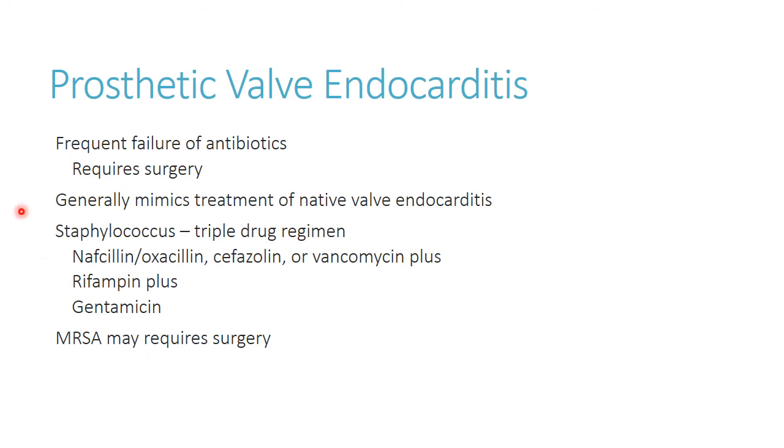Okay, so the other side of this is that patients with prosthetic valves tend to be more likely to get endocarditis as well. Oftentimes, you're going to find failure of the antibiotics. A lot of times, they require surgery to get that replaced, actually for a second time. But generally, it's going to mimic the treatment of native valve endocarditis. But for staph, because these are so difficult to treat, we actually end up using a triple drug regimen. So we use something like vancomycin, probably to start with until we get a culture back, Ancef, nafcillin, oxacillin, some kind of anti-staphylococcal drug, plus rifampin.